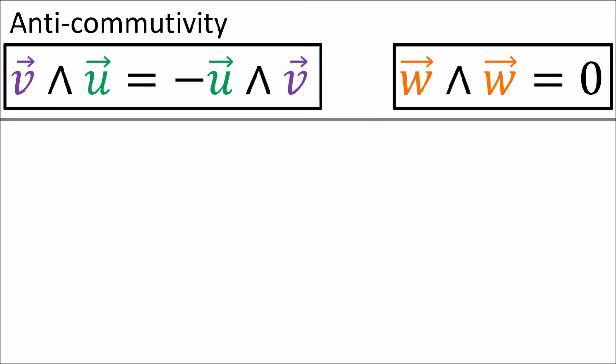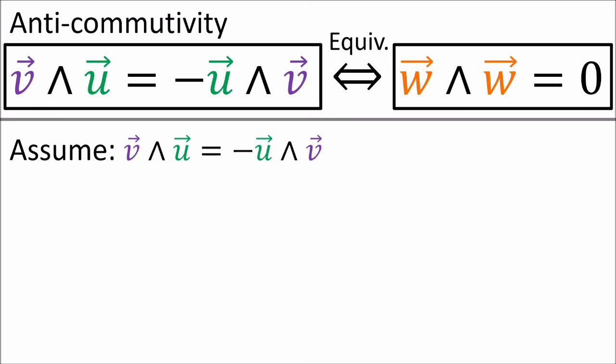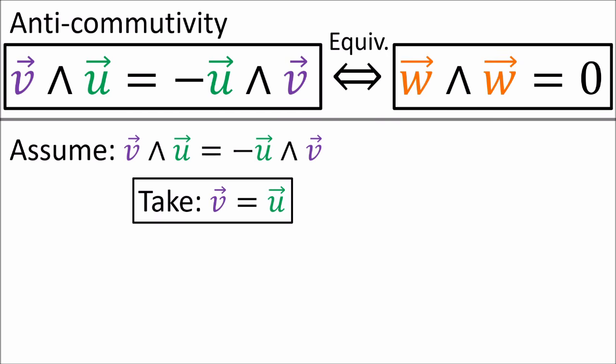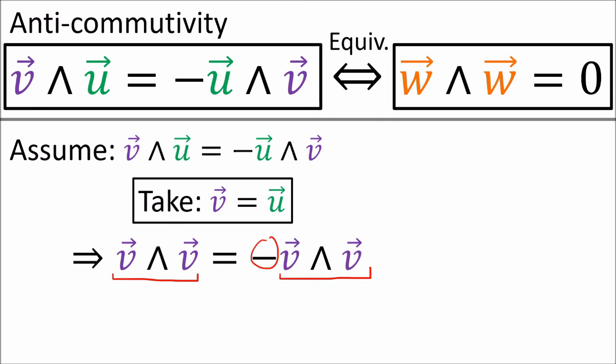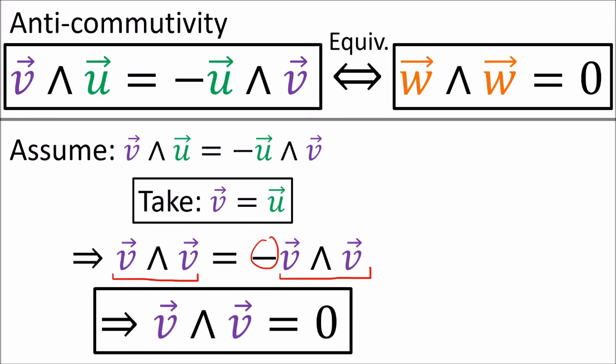Also, the property of the wedge product being anti-commutative and the property of a vector wedged with itself equaling 0 are actually equivalent properties and can be derived from each other. If we take the anti-commutative property and set v equals u, we get something that equals the negative of itself, which must be 0. So that proves the equivalence in one direction.